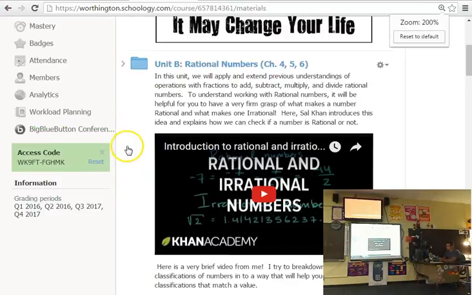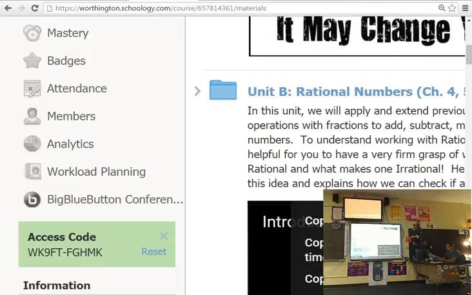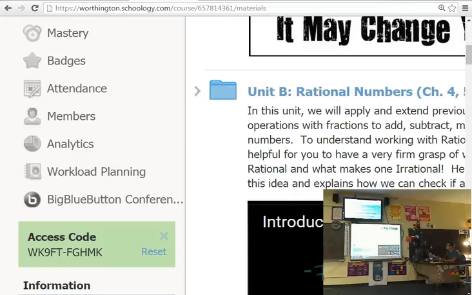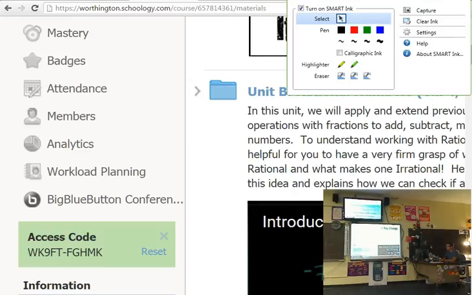Just so that it's on our PDF of the notes for today, I'm going to zoom into our access code and take a screenshot. And that will land right on here. So there we go. Nope. Delayed on the screenshot. So I'll take another screenshot.